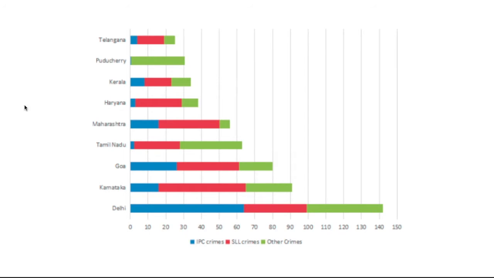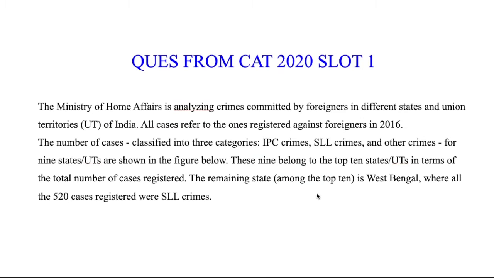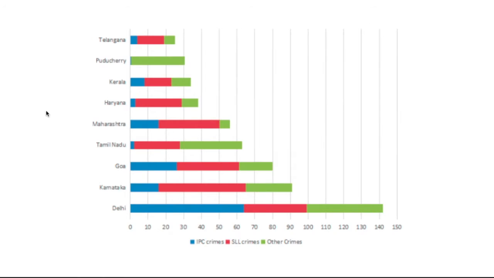So if we refer to the chart, we can see that Delhi and Karnataka are the top two states in this chart. But as we read the question, we know that West Bengal has 520 cases registered where all cases are SLL. So that means that West Bengal is the top state with the highest number of crimes, that are 520 cases with all SLL. We should not omit this data. If we omit this data, then we'll get the wrong answer here.